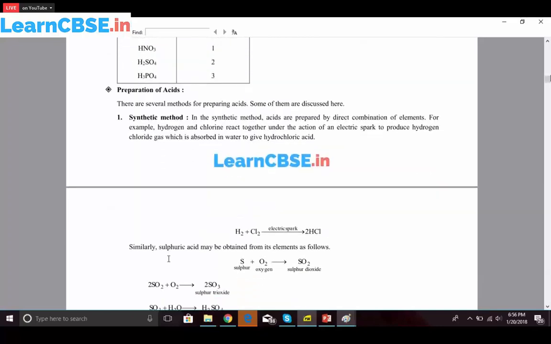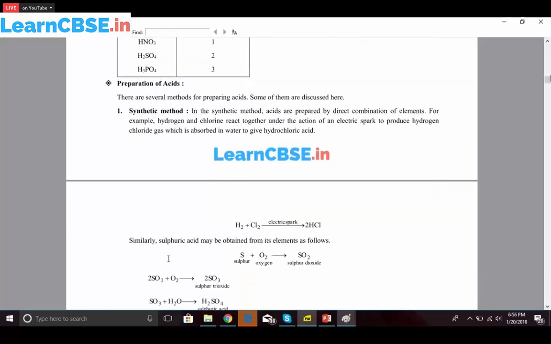So now the next one is the preparation of the acid. So how are we able to prepare the acids? Synthetic method. The acids can be prepared by the direct combination of the elements.